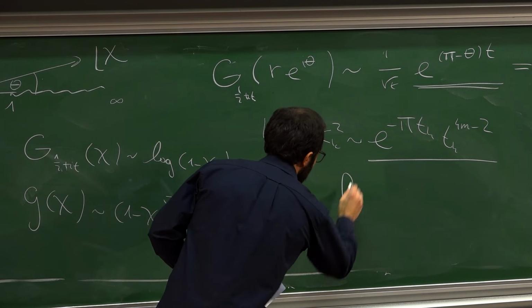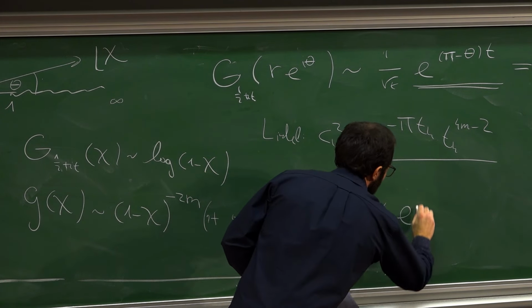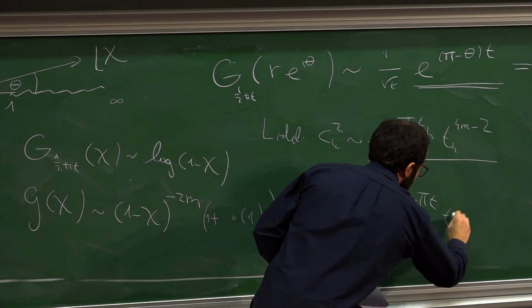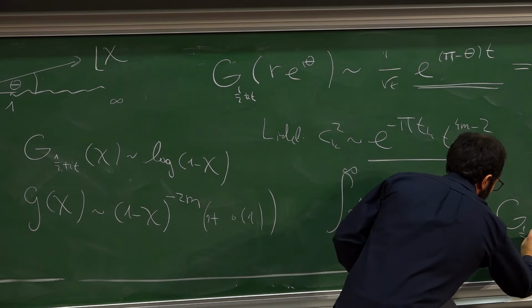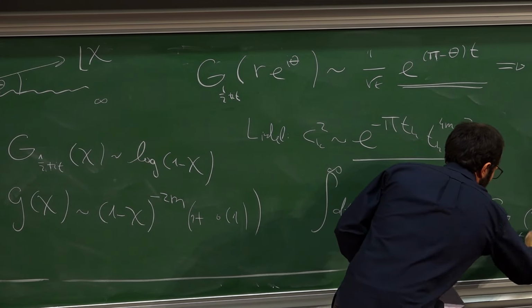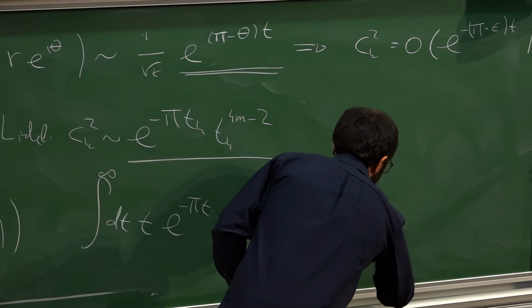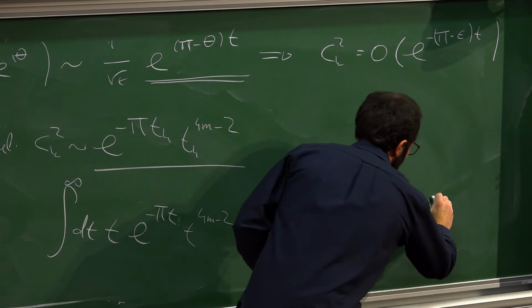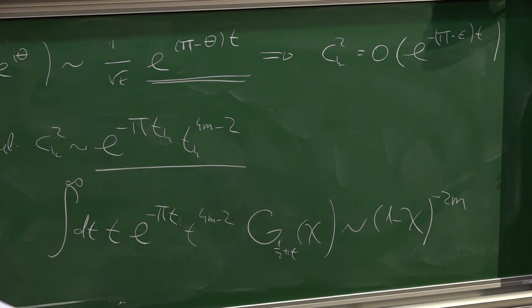So basically you want to evaluate the integral over t. The density is t. Then Lindelöf gives you e to the minus pi t and t to the 4 minus 2 times the conformal block, 1/2 plus it. Okay. Then this is exactly the right power law to reproduce the power law divergence expected from the identity in the cross channel. So that seems promising.